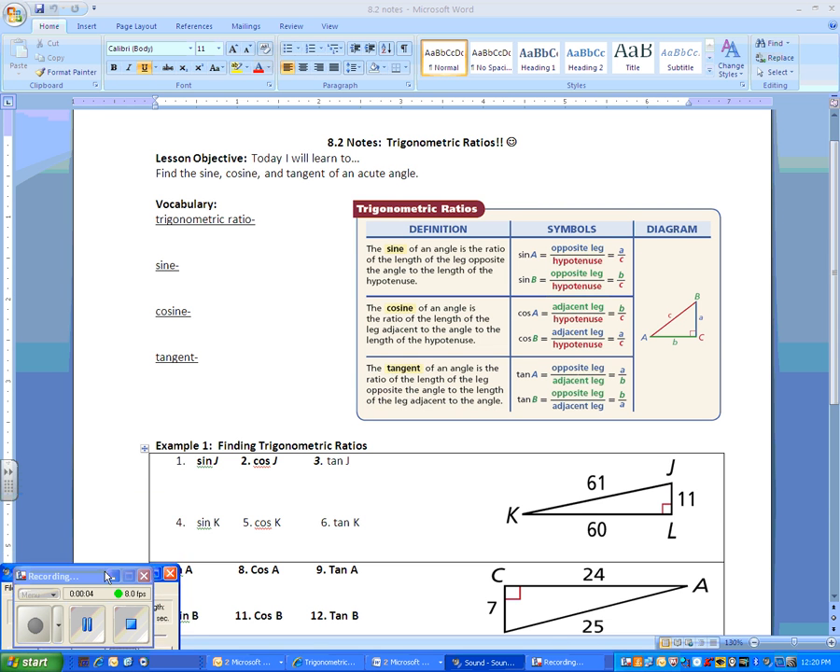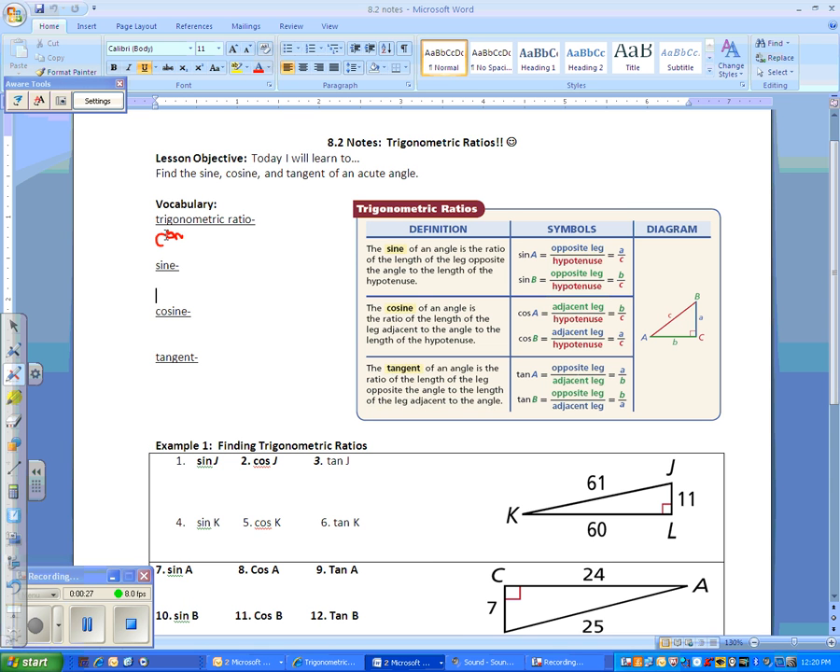Chapter 8.2, Trigonometric Ratios. Today, by the end of the video, you will know how to find the sine, cosine, and tangent of an acute angle. So trigonometric ratios, I say trig instead because it's shorter and I'm lazy. There are 3 trig ratios: sine, cosine, and tangent. A trig ratio just compares side lengths in right triangles.